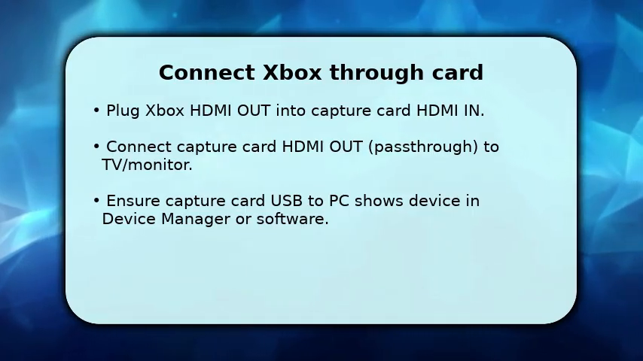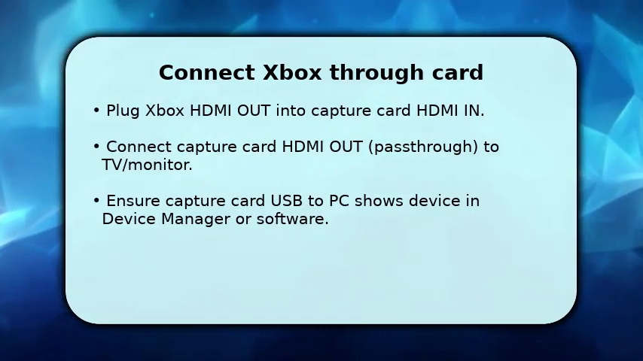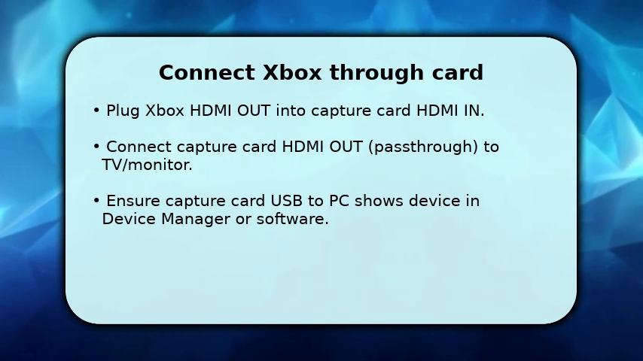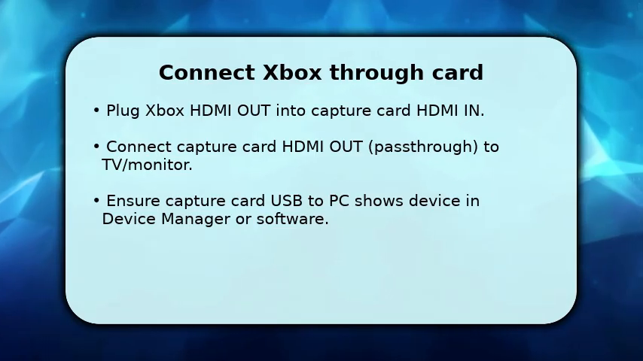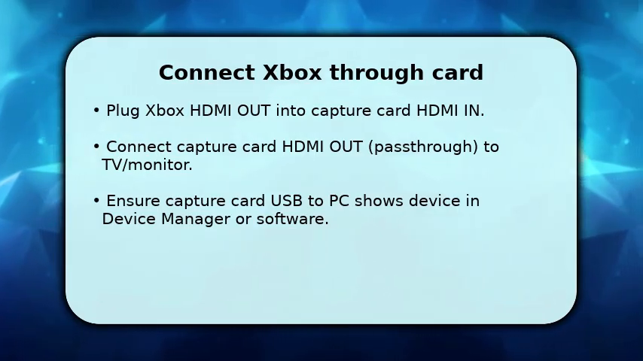Next, set Xbox display to 1080p 60 or your target. Disable HDCP in settings so capture software can ingest the stream without encryption blocking it.